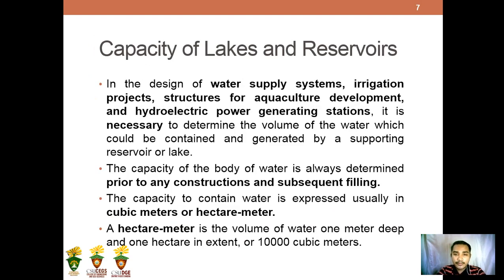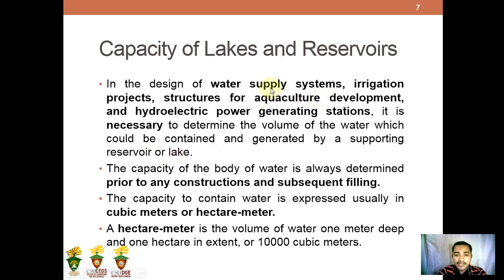But before that, we are going to have an overview of what the capacity of lakes and reservoirs is. In the design of water supply systems, irrigation projects, structures for aquaculture development, and hydroelectric power generating stations, it is necessary to know the volume of water of that specific water body, which could be contained and generated by a supporting reservoir or a lake.